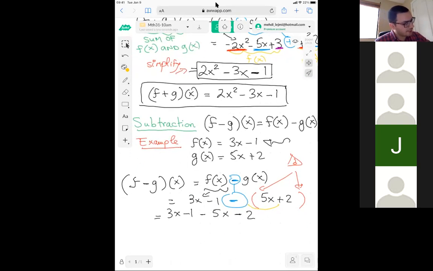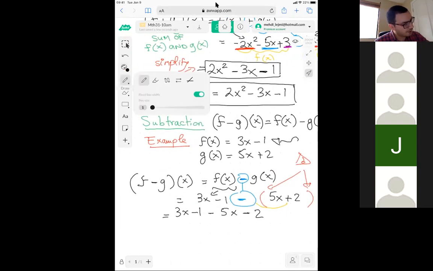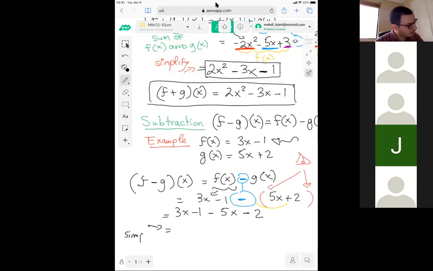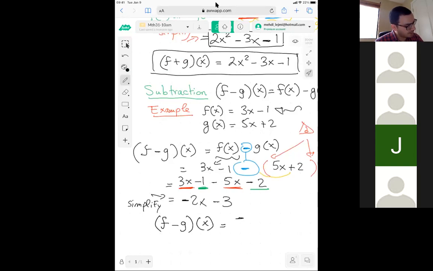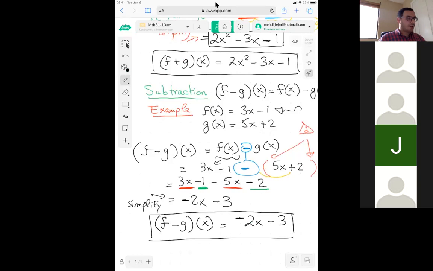Now the next step would be to simplify. How many x's do we have? We have 3x minus 5x, so we're going to have minus 2x. And then we have minus 1 and minus 2, so that'll be minus 3. That's the final answer. So f minus g of x is equal to minus 2x minus 3. That's the idea. Don't forget to simplify, guys.